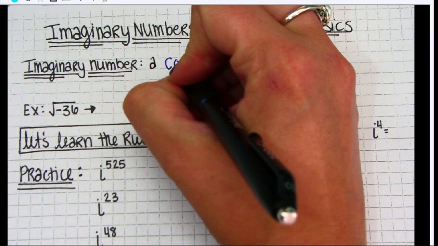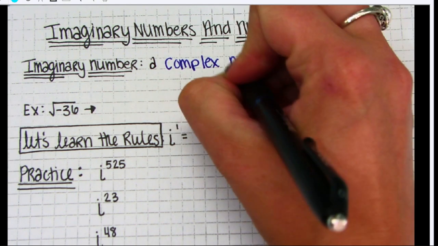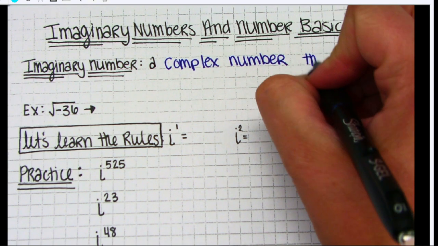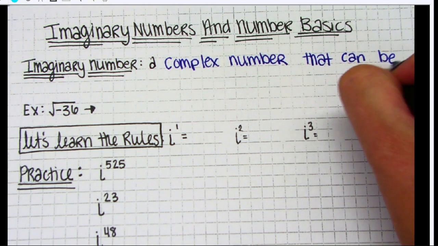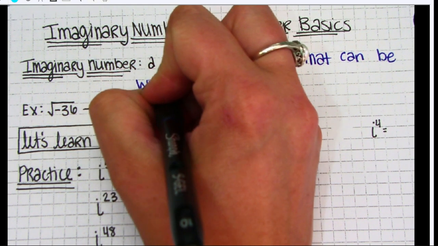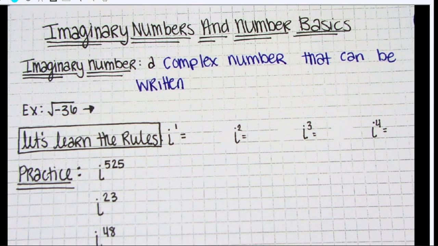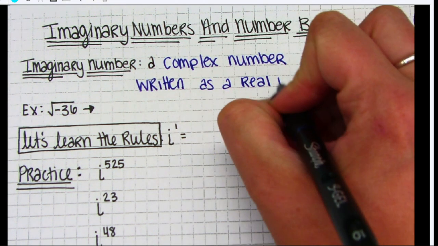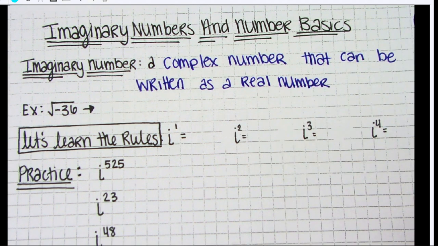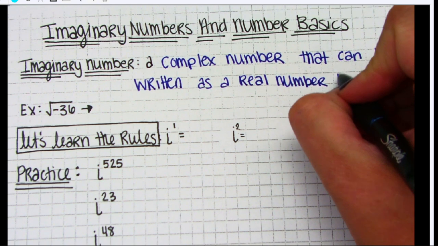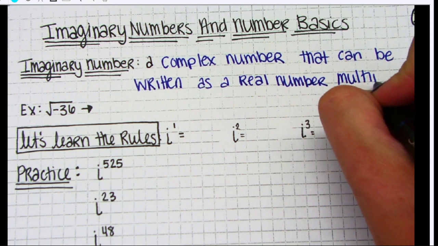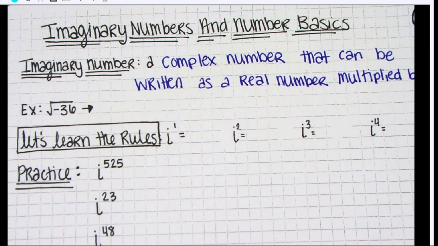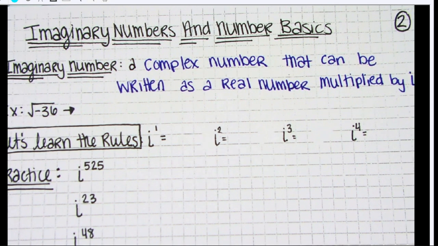Okay, it's a complex number that can be written as a real number multiplied by i. So a lowercase i is represented as an imaginary number. I'll zoom out for you.